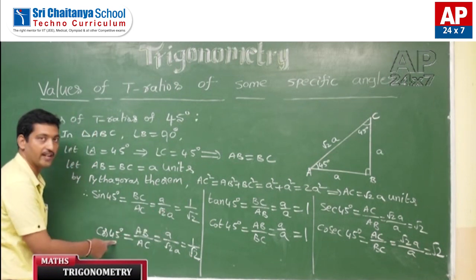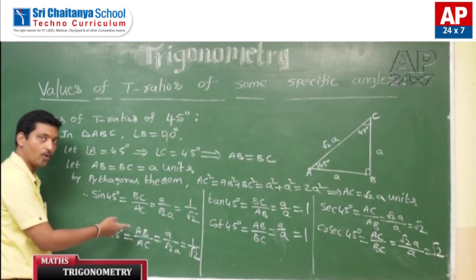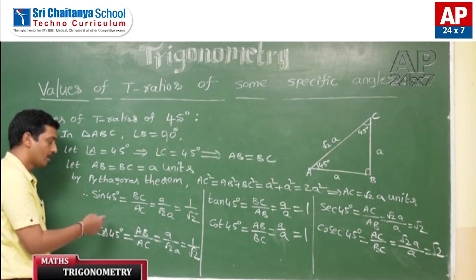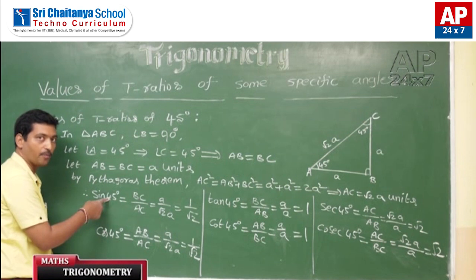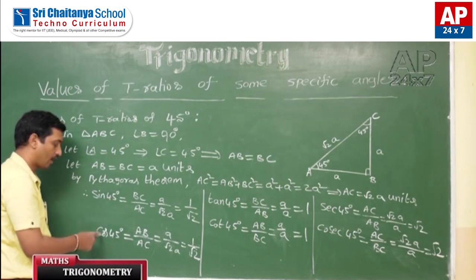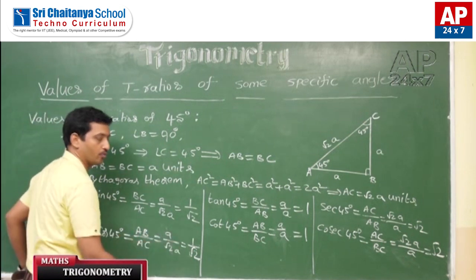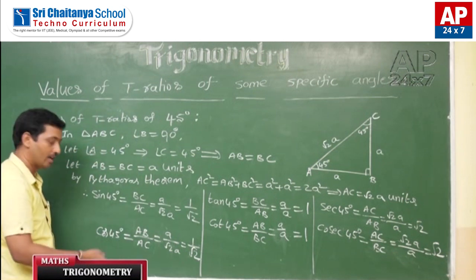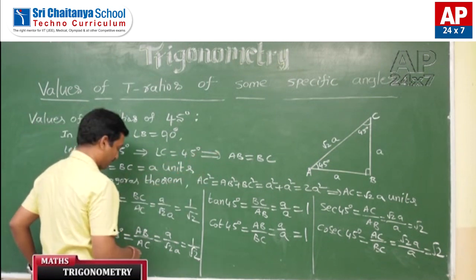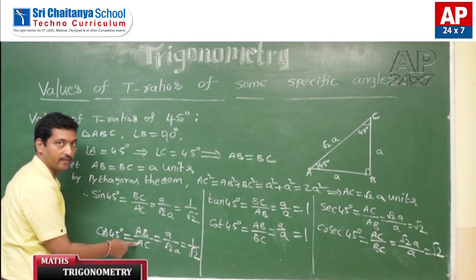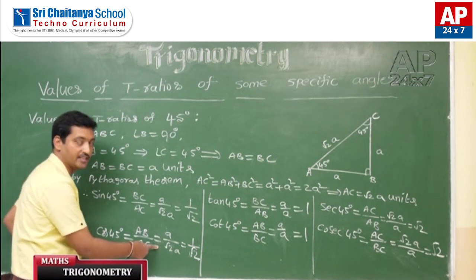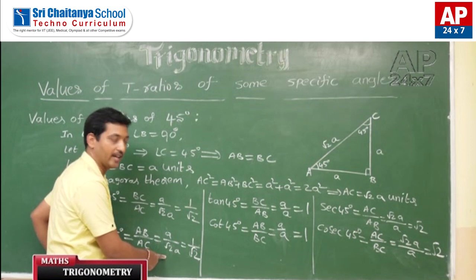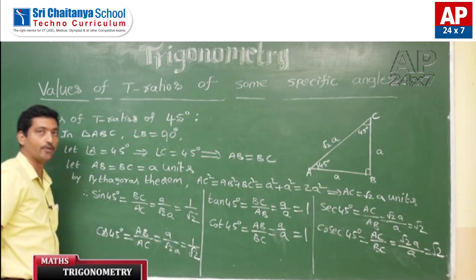Now come to the cos 45. If you use the above complementary angles theorem, then sine 45 and cos 45 are complementary angles. That's why cos 45 value is also 1 by root 2. You can get it from that also. And from this diagram, cos 45 is equal to AB by AC, which is equal to A by root 2A, which is equal to 1 by root 2.